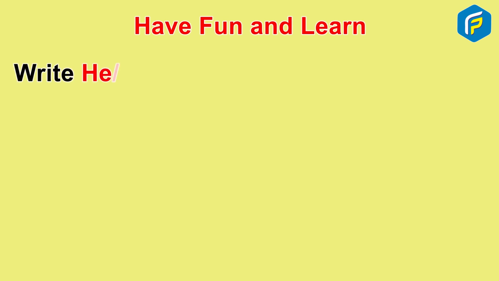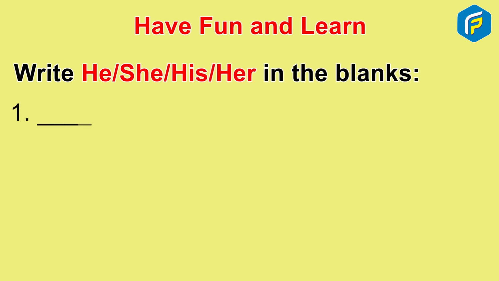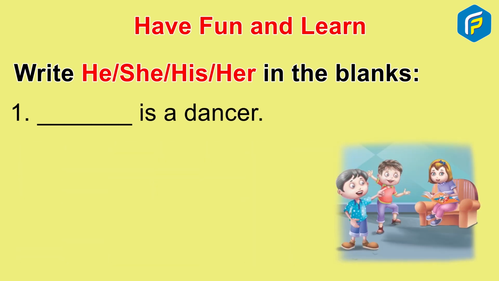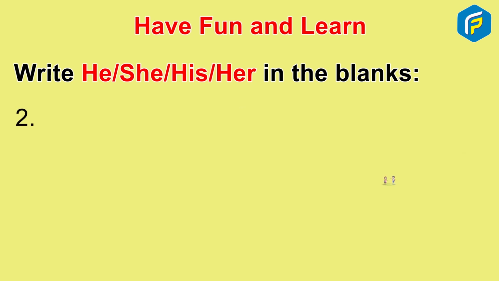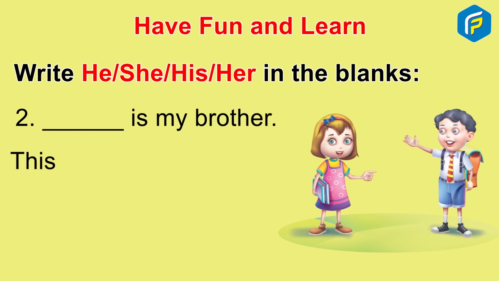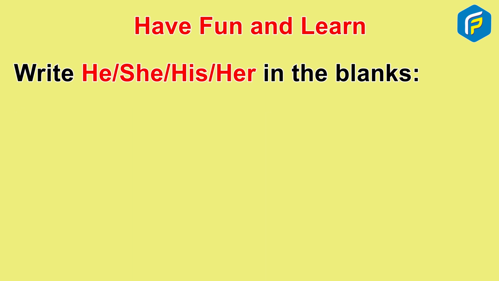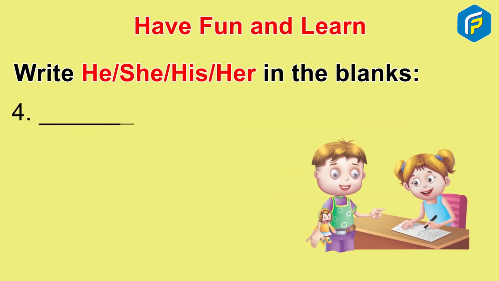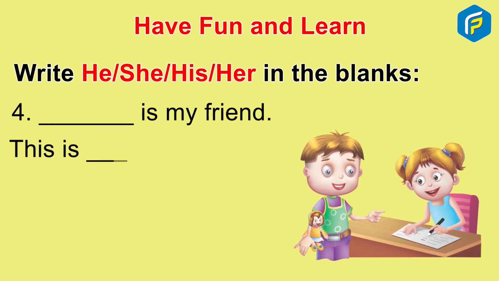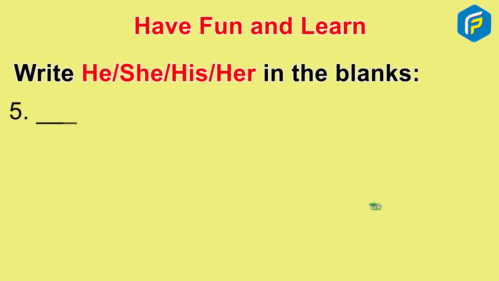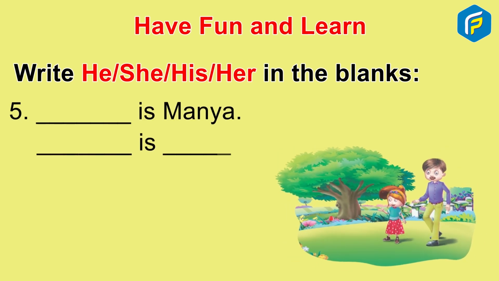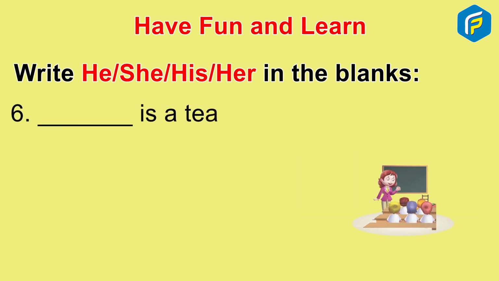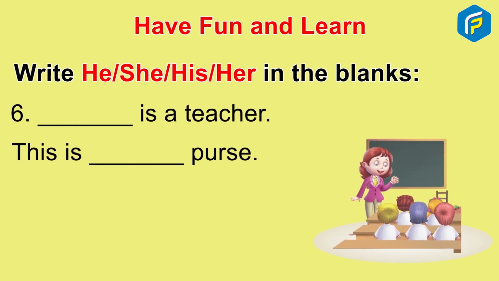Write he, she, his, her in the blanks. She is a dancer. She is his sister. He is my brother. This is his bag. She is a player. This is her bat. She is my friend. This is her doll. She is Manya. He is her uncle. She is a teacher. This is her purse.